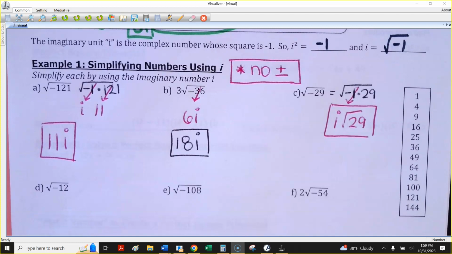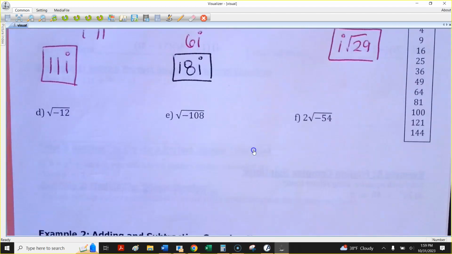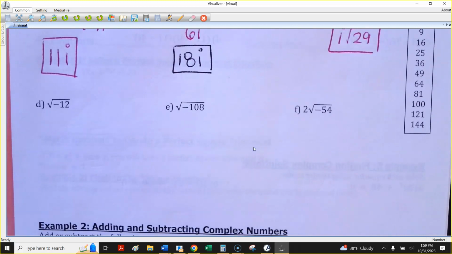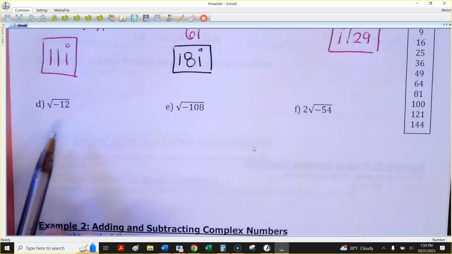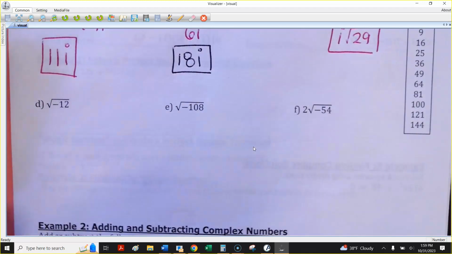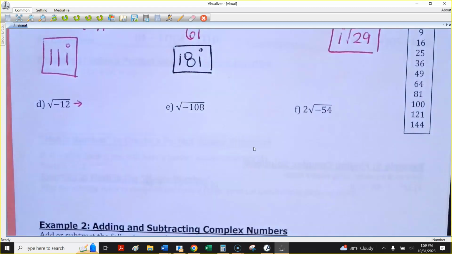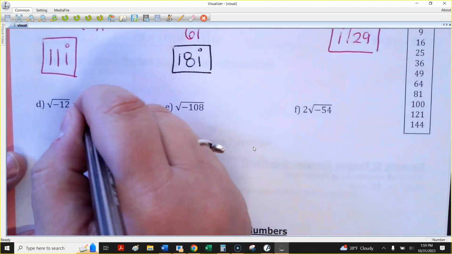Now, if you can break down the number, that's what we're going to practice in these ones down here. Can you guys think of 2 numbers that, when you multiply them together, you get 12? 4 and 3. 4 is a perfect square, right? Here's just what I do. I try to find the biggest number on this list that'll divide into that, but it's negative 12, right? So I'm going to rewrite this.